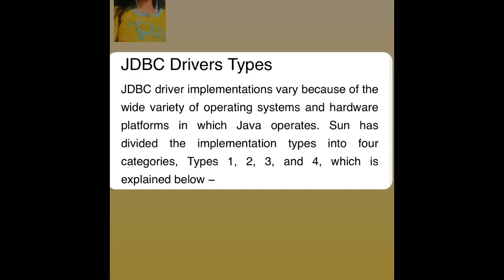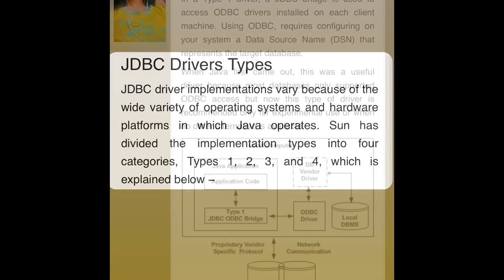JDBC driver types. The JDBC driver implementations vary because of the wide variety of operating systems, like Mac OS, Windows, etc., and hardware platforms in which Java operates. Sun has divided the implementation types into 4 categories, Types 1, 2, 3 and 4, which are explained in the next slides.